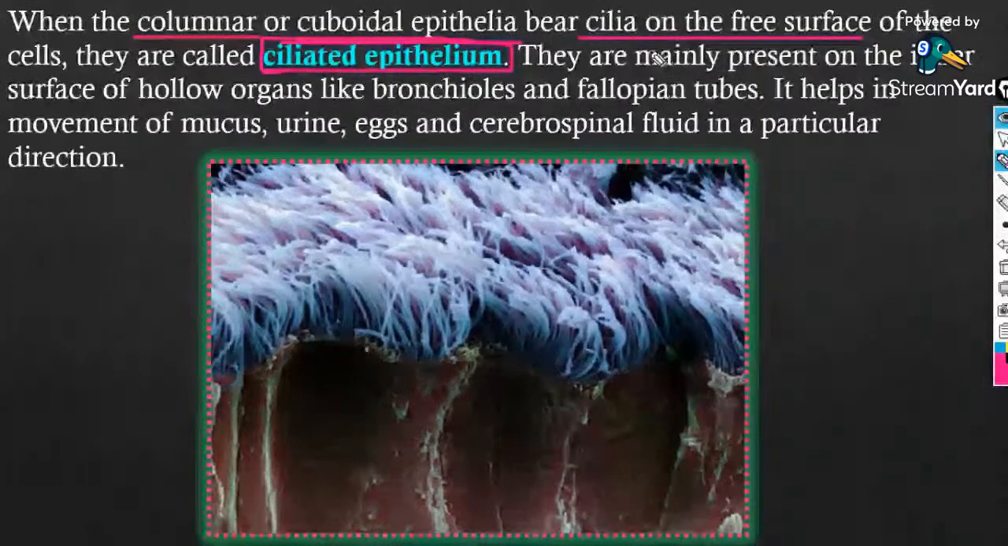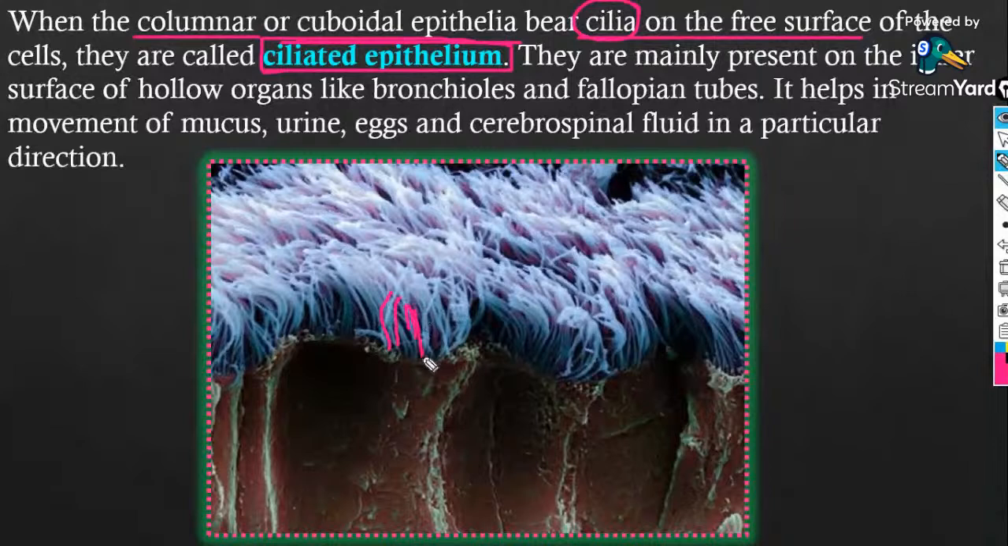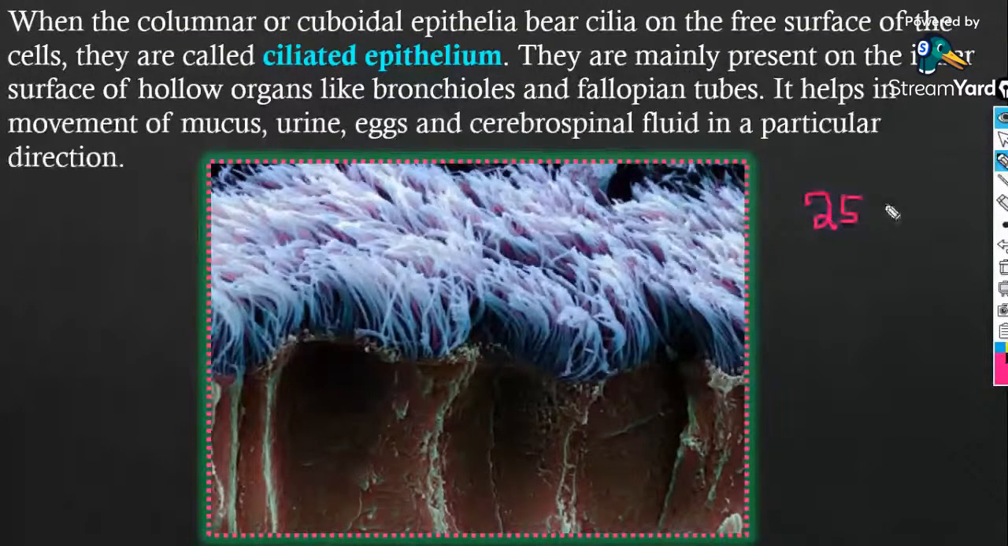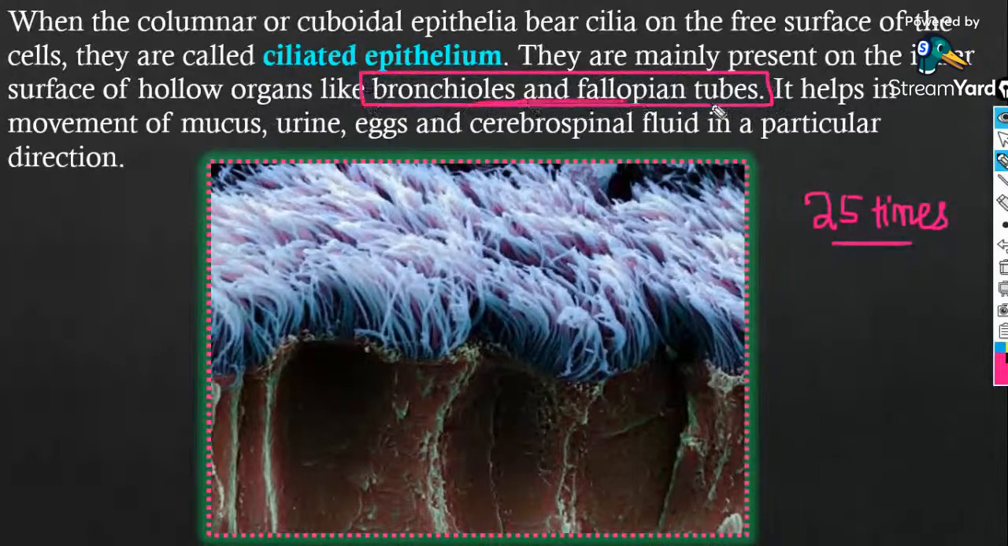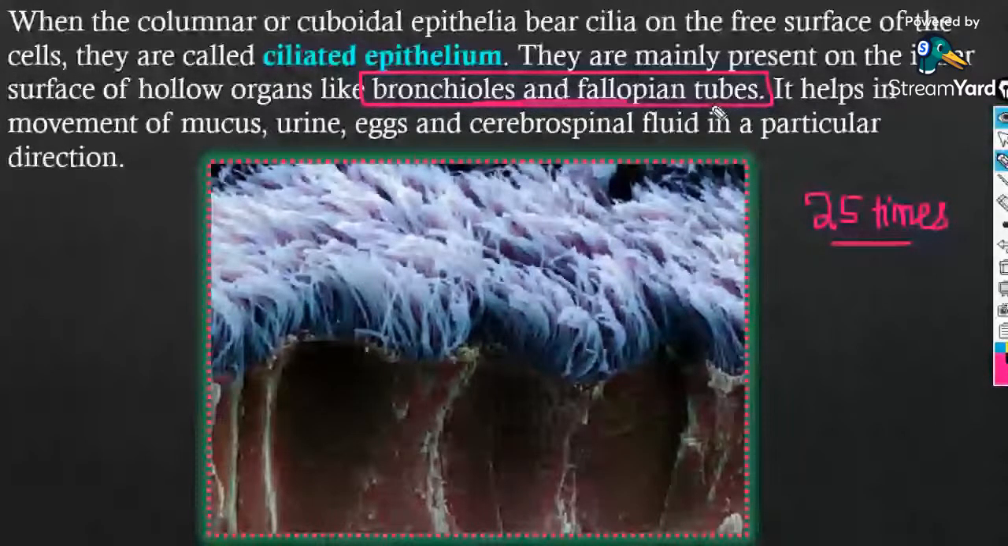So when the columnar or the cuboidal epithelium bear cilia on their free surface like this, they convert themselves into the ciliated epithelium. Where are they found? This is a question repeated at least 25 times, even in NEET 2020. They are mainly found on the surface of internal organs like bronchioles and fallopian tubes. The same thing will be asked: name the type of epithelium found in bronchioles and fallopian tubes. In another year, they will ask which of the following is the actual location of ciliated epithelium. So they will interchange it and ask.